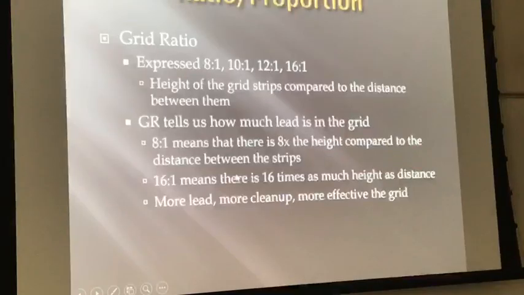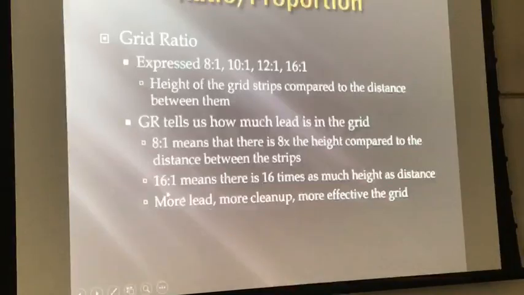Strips are really stacked right on top of each other. 16 to 1 is even more than that. So more lead, more cleanup, more effective grid. There are a couple of different ways that we can get to a higher ratio grid. Like if we took an 8 to 1 grid, just using numbers that we can wrap our heads around: our grid strip is 8 inches tall, and it's 1 inch in between each one of the grid strips, so the interspace material is 1 inch thick as opposed to 8 inch tall grid strips. We've got an 8 to 1 grid, right?